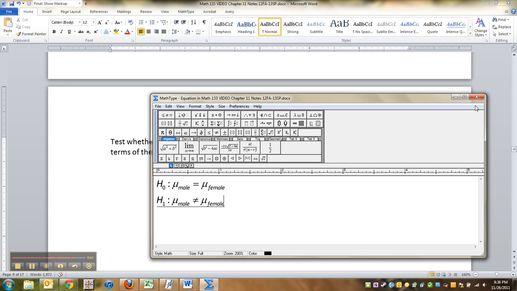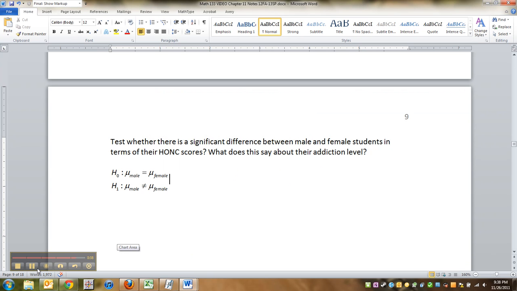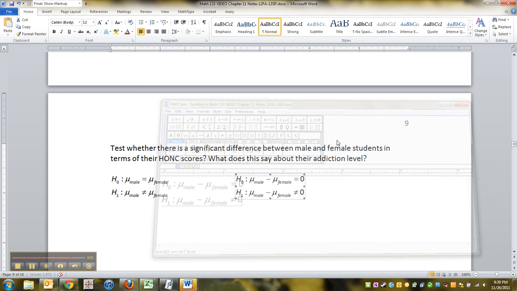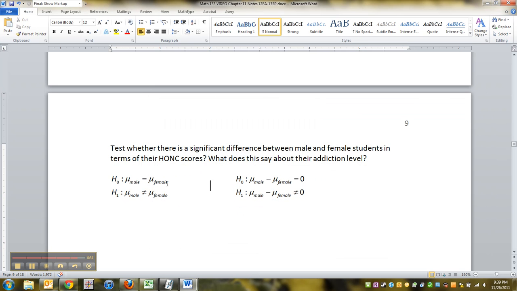Okay, so that's one way we can do this, right? The other way, hold on one second, I'll show it to you. There it is. So that's the other way you can write these hypotheses. They're the same thing, because all you're doing is subtracting the female from the male, right? And having 0 left over on the other side. So one way or another, that's your step 1.